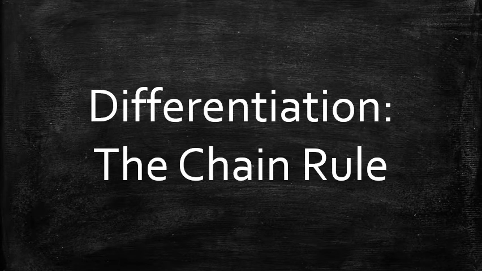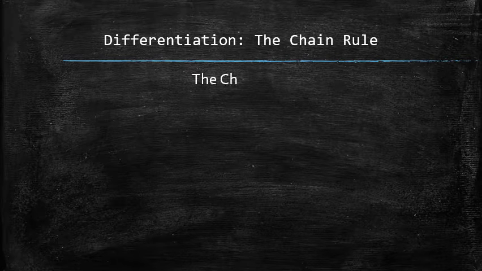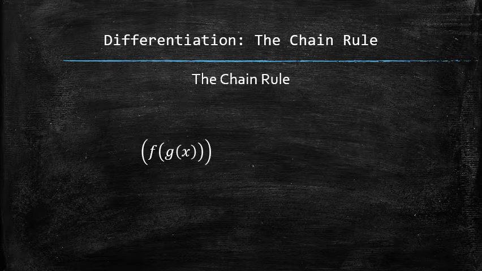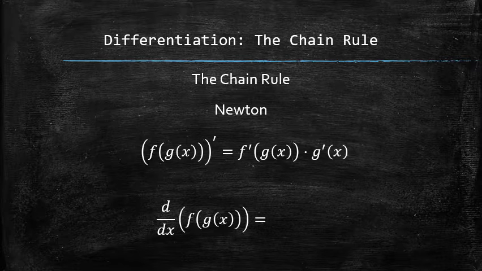Next, we will discuss the chain rule for differentiation. The chain rule states that the derivative of a composition of two functions is equal to the derivative of the outer function in terms of the inner function multiplied by the derivative of the inner function. This is the rule stated in Newton notation, and this is the same rule stated in Leibniz notation.